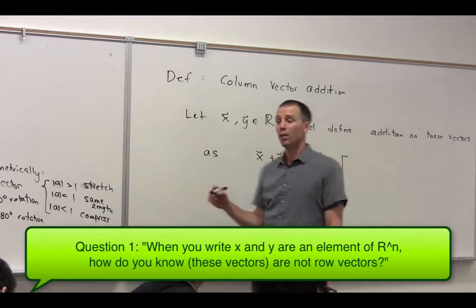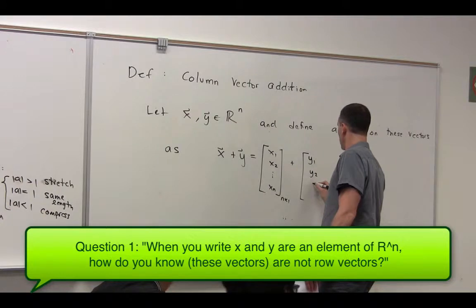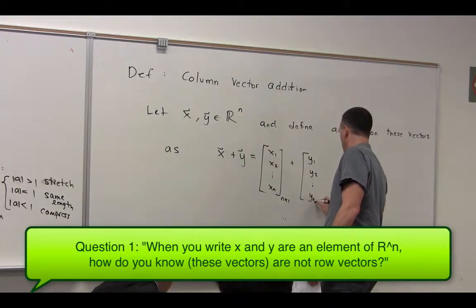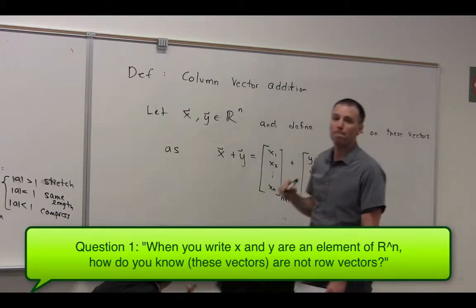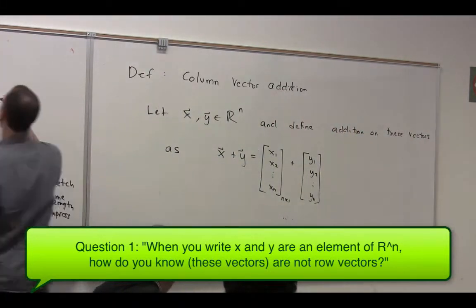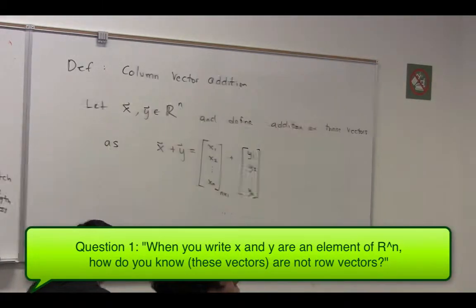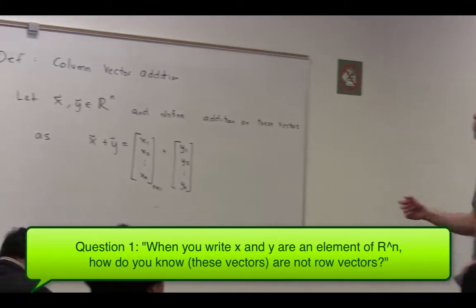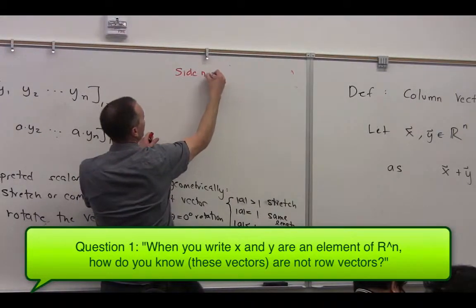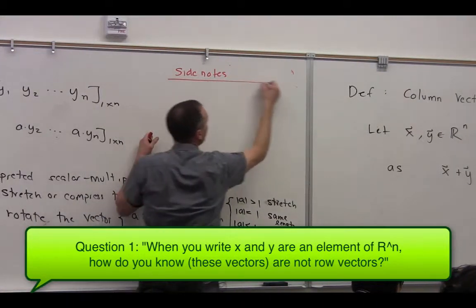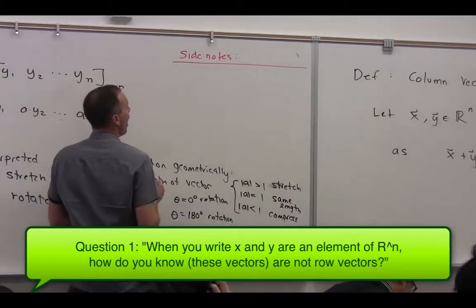If you write x and y is an element of R^n, how do you know that x is not the row vector and y? Oh, I'm so happy you asked that. I've written all over the place. So we're going to get into the idea of popularity contests, I suppose. So this is a side note. I actually have that in my notes, but I didn't say it out loud. This is the first time I've filmed, and I'm still getting my head around what that means.